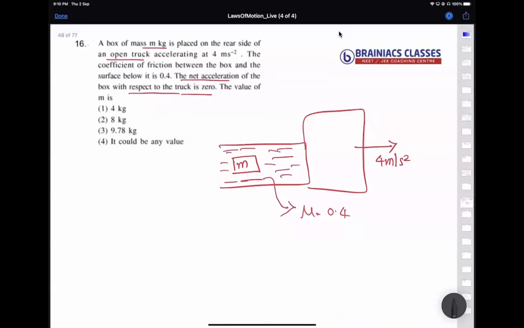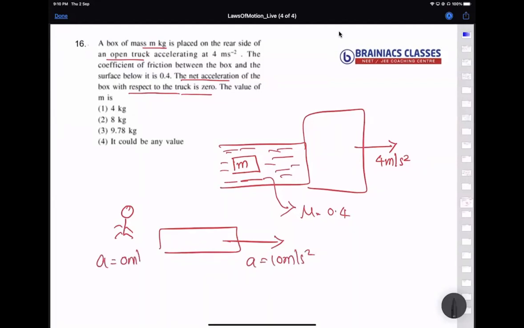I can tell you another example. Suppose I am standing on the road, waiting for a bus, and a bus is moving with some acceleration. If you ask what the acceleration of the bus is, you will say maybe 10 meters per second square. What is my acceleration? It is 0 meters per second square. I am at rest, and the bus is moving with 10 meters per second square.